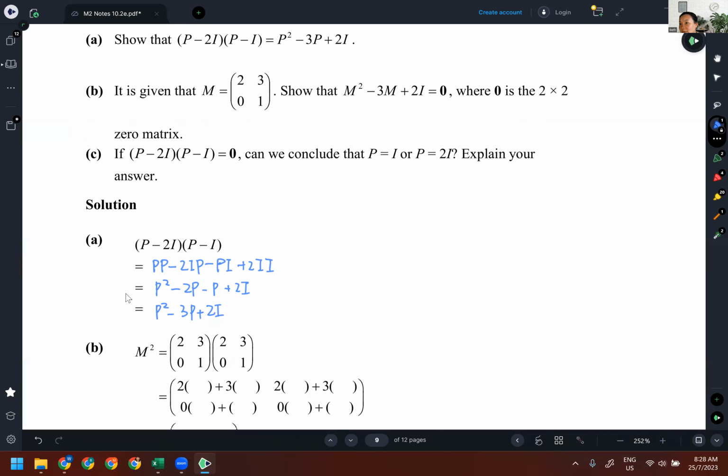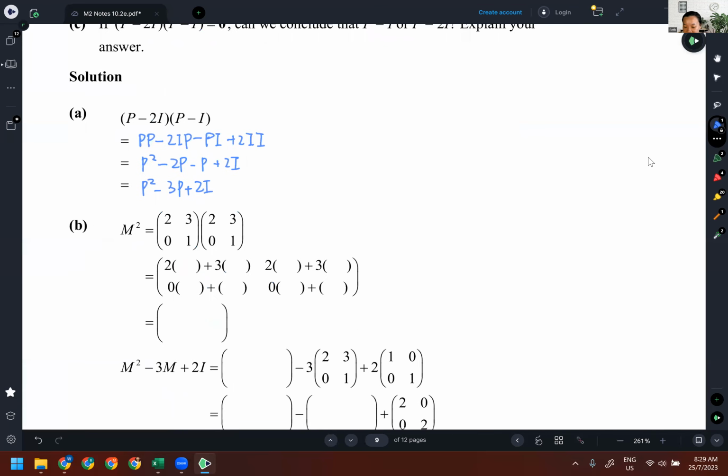So this is to use the property. I use the distributive property and the other properties to simplify. Second, can you show that this is 0? 0 means the zero matrix. Is this matrix equal to the zero matrix? There's no mystery here. You just substitute and see if it equals 0. And it is.